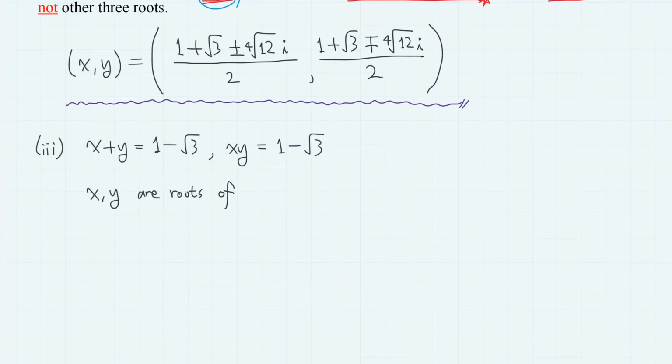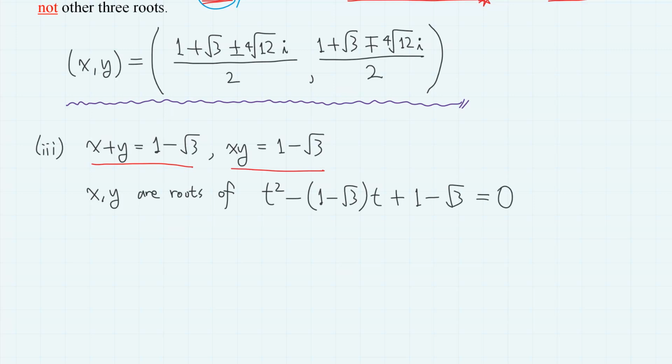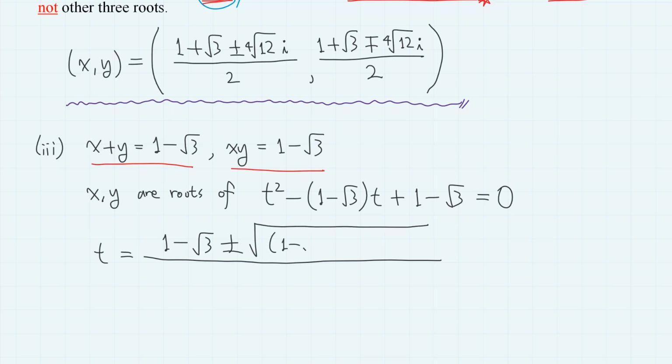And lastly, when x plus y equals 1 minus square root of 3 and xy equals 1 minus square root of 3, x and y are roots of t squared minus (1 minus square root of 3)t plus (1 minus square root of 3) equals 0. So using the quadratic formula again, t equals 1 minus square root of 3 plus minus square root of (1 minus square root of 3) squared minus 4 times (1 minus square root of 3), divided by 2.